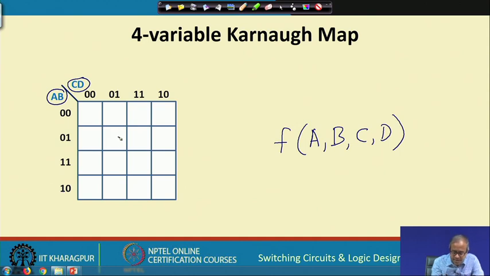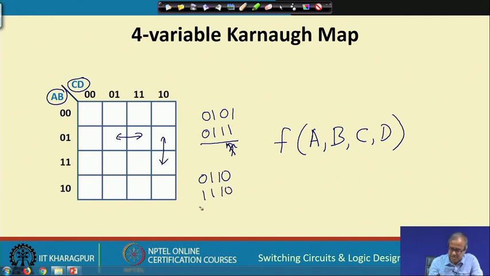Why? You consider any two cells, let us say these two cells. The first cell corresponds to 0 1 0 1. The second cell corresponds to 0 1 1 1. You check, they differ in a single variable, sorry, the second last position, 0 1 0 1 versus 0 1 1 1. Now, you take any pair of cells vertically, take this and this, the upper cell corresponds to 0 1 1 0, lower cell corresponds to 1 1 1 0. You see, these are also adjacent, only the first variable is different, the other three are the same.